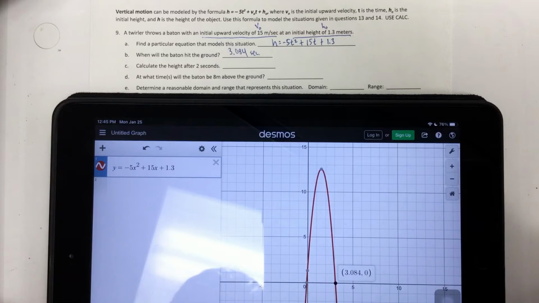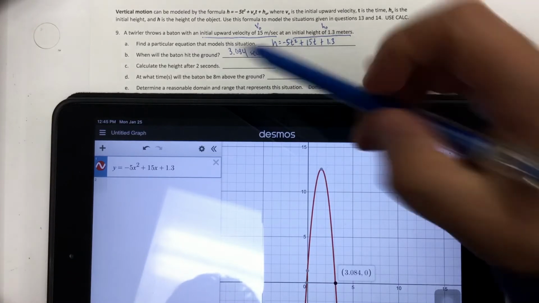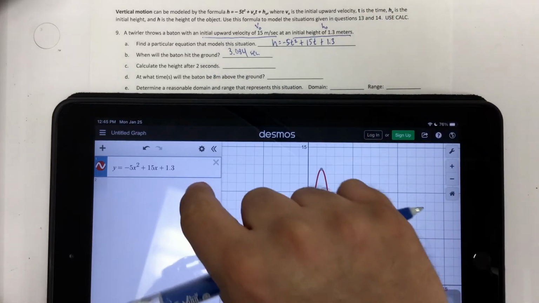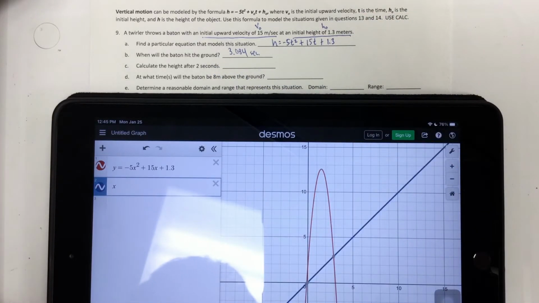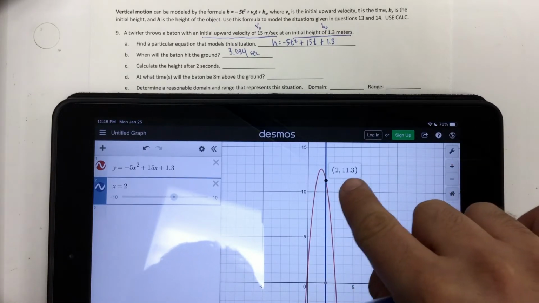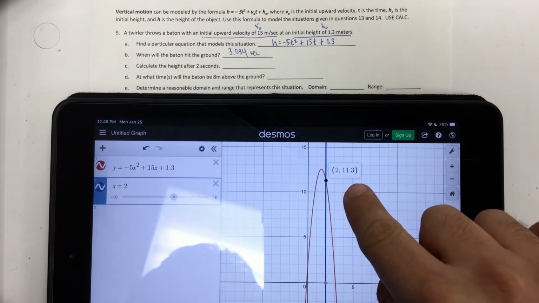Next question says, calculate the height after 2 seconds. So it says to calculate the height, 2 seconds is time. So right here, x is time. So we're going to say x equals 2. Then we're going to find the height right there where they intersect. And it says 2 seconds, 11.3 meters.